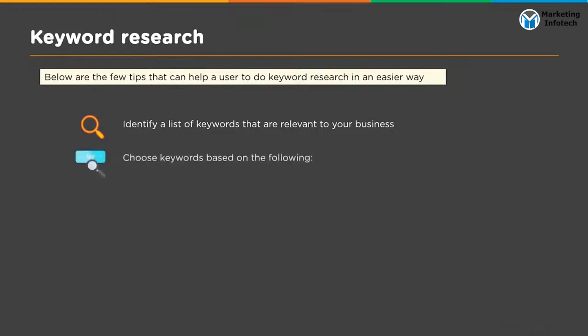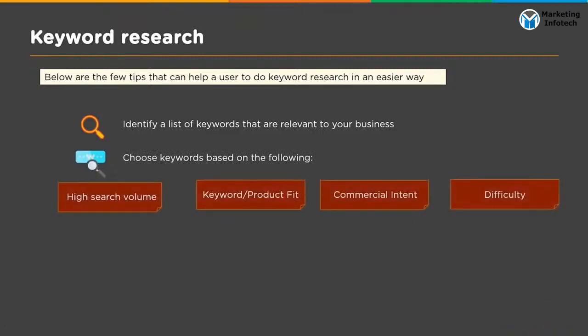Then we want to choose keywords. And when we choose keywords, we want to have some criteria around choosing them. And so we always want to choose keywords with a lot of volume. And what I mean by volume, I mean how many people on average type in that keyword or a related keyword per month. The second criteria is the keyword or product fit, meaning, is the keyword relevant? You always want to stay true to relevancy.